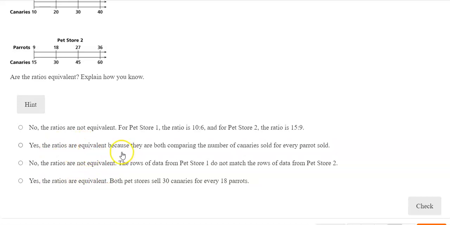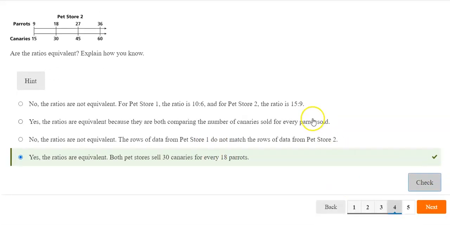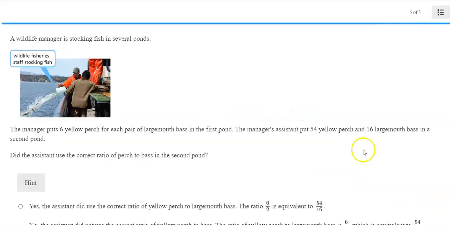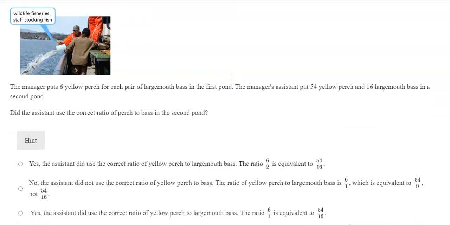Is it because they are both comparing the same number of canaries sold for every parrot sold, or both pet stores sell 30 canaries for every 18 parrots? And that is the correct one. Because the one up here kind of means they're both selling the same amount, which is not the case.